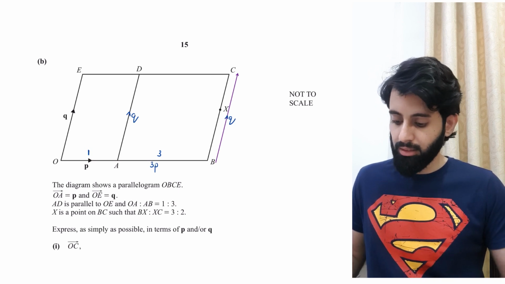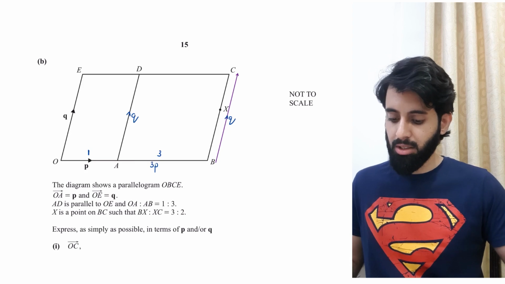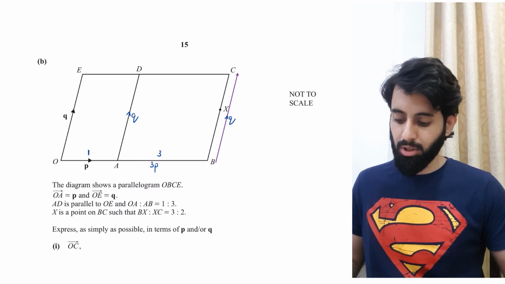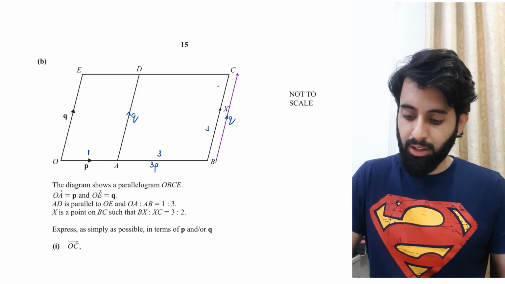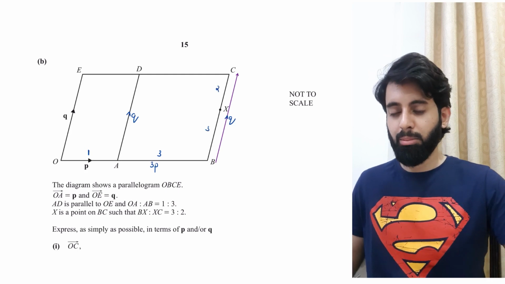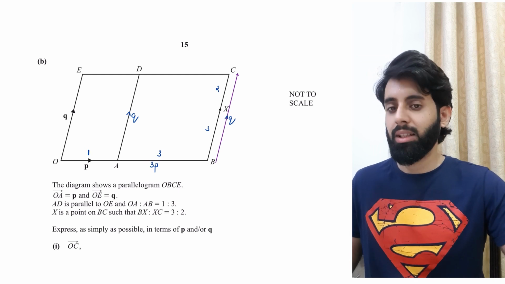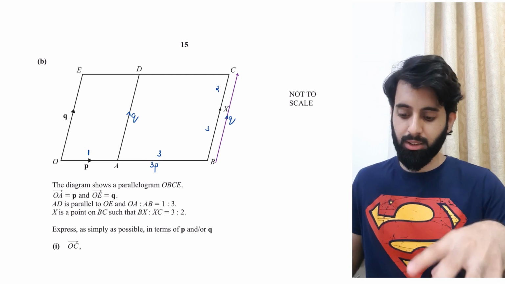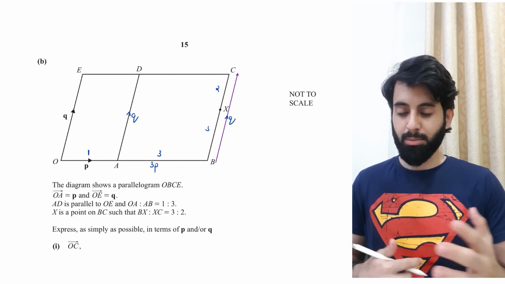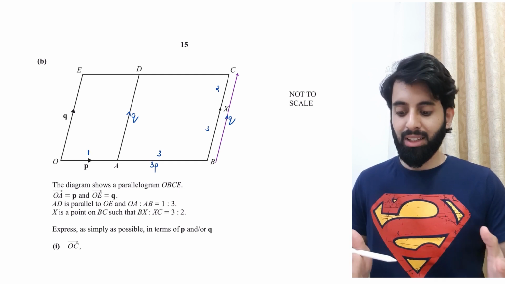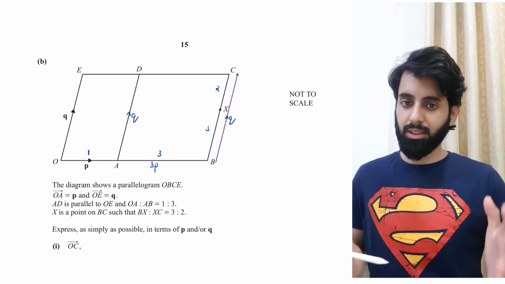Okay, and then X is a point on BC such that BX is to XC are in the ratio 3 is to 2. So here is where you've got to be careful. Since we don't know what BX is equal to individually and we don't know what XC is equal to, what we do know is the total, which is B to C. And B to C is split into 5 parts. BX takes 3 of those parts and XC takes 2 of those parts.